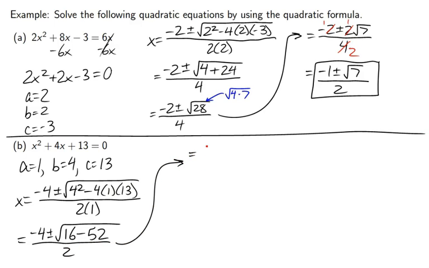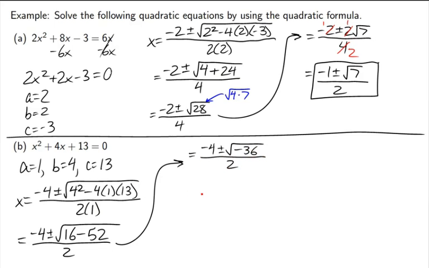So this is negative 4 plus or minus the square root of, looks like, negative 36 all over 2. And as soon as I see this negative 36 inside the square root, I can immediately stop and say there is no solution. Again, we cannot take the square root of a negative number, so we stop immediately right there.